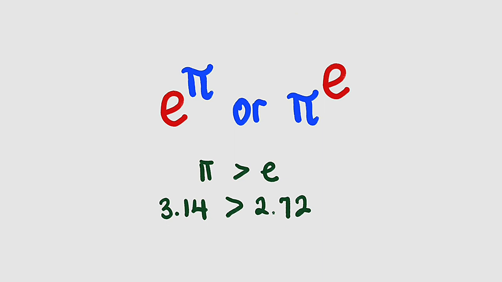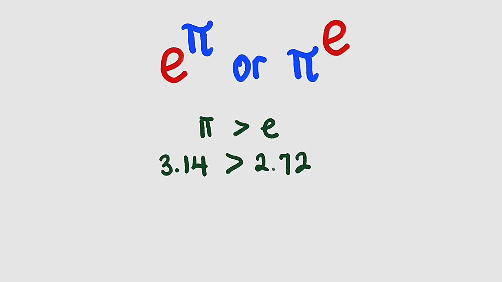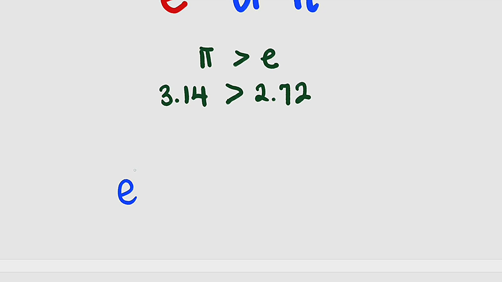Another thing you should know is that if two bases are exactly the same, that number with the highest exponent is always the greatest. So now let us transform this e to the pi and pi to the e a little bit. We know that e to the pi can be multiplied by e divided by e. You know, e divided by e is nothing but 1.